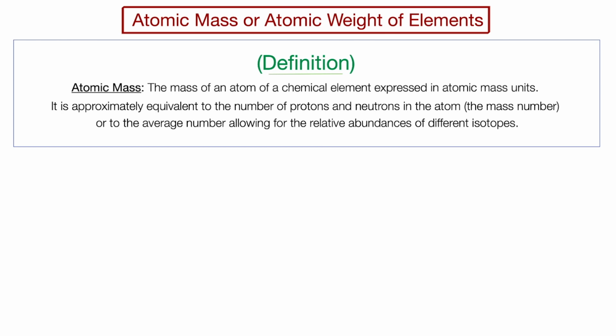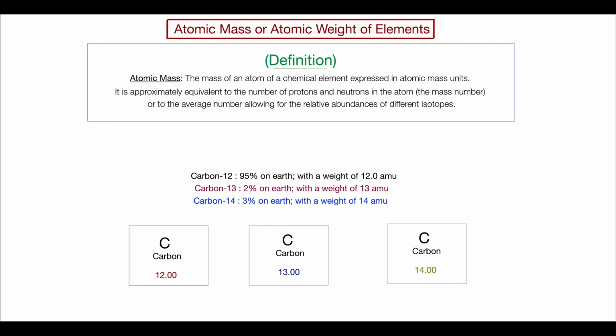It's approximately equivalent to the number of protons plus the number of neutrons found in the atom or element in question. We can also say that the atomic mass of that element is the average number, allowing for the relative abundances of different isotopes. Isotopes will be talked about in a different video. You can click on the card above or the link below to know more about the isotopes.